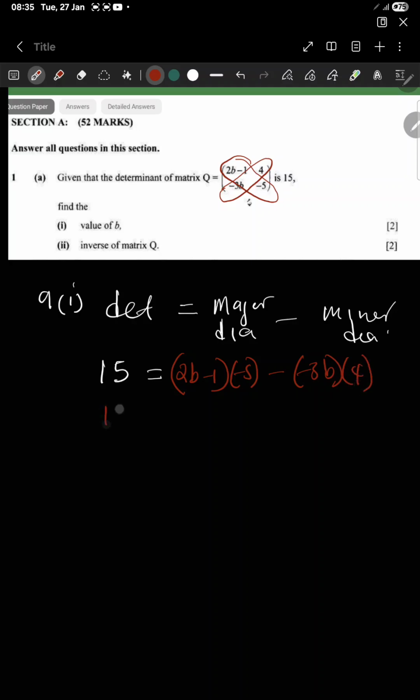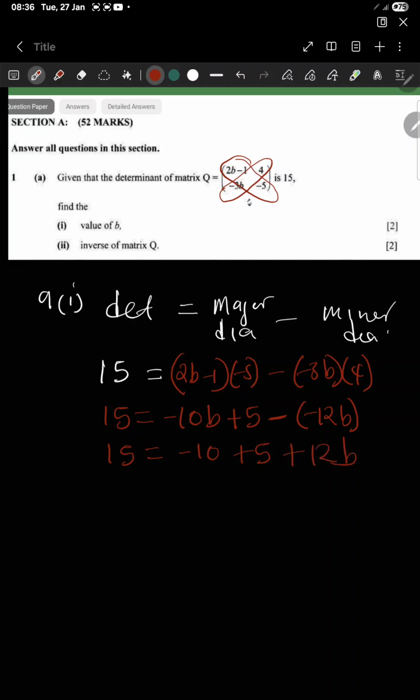Now from here we can say 15 is equal to, now we are simplifying further, where we can multiply negative 5 times 2b, that is negative 10b, negative 1 times negative 5, that is a positive 5, then we have a minus here from the formula, and then we have negative 3b times 4, which is going to give us negative 12b. Then from here we can now simplify, so we have 15 is equal to negative 10b plus 5, negative on negative here, we get a positive 12b.